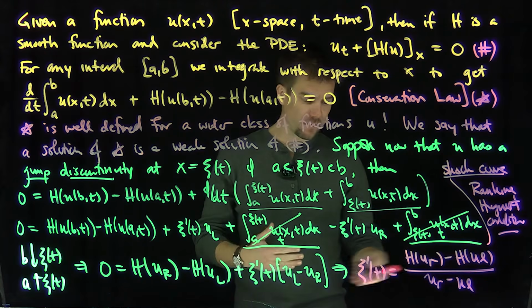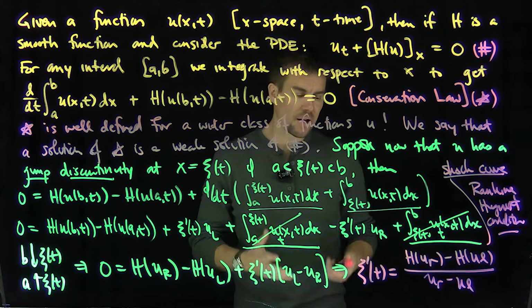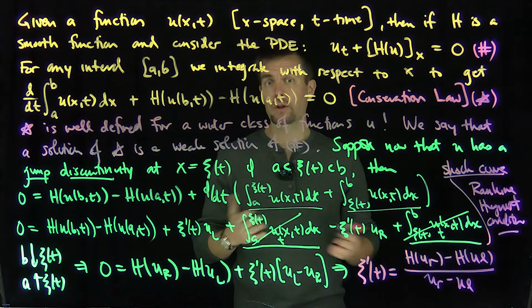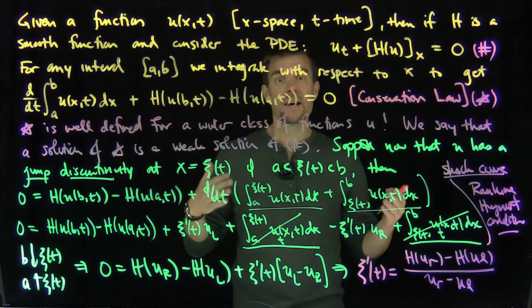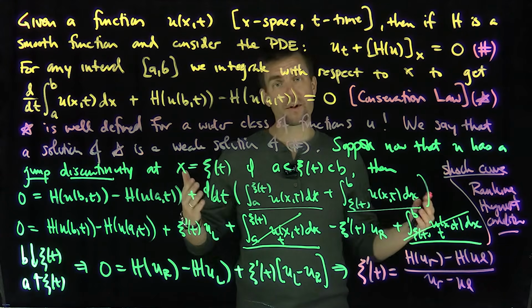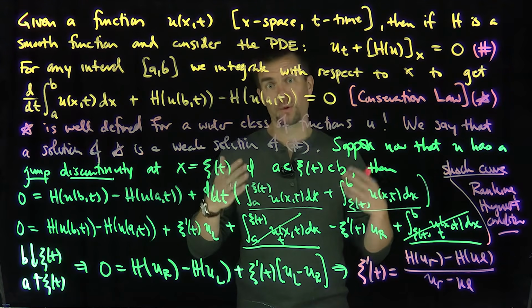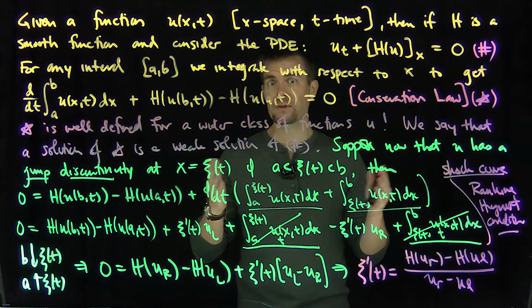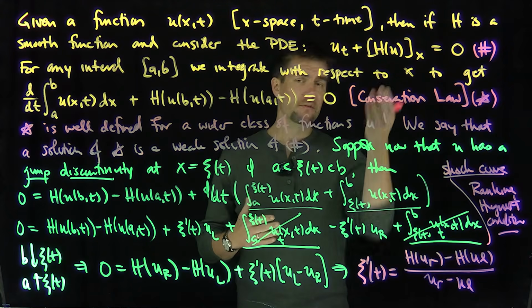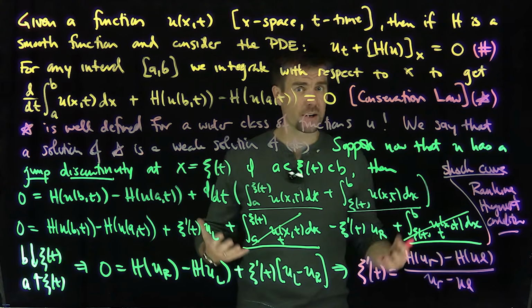So this formula, the Rankine-Hugoniot condition, will help me determine shock dynamics, and then we can consider more complex systems where we have multiple shocks, or situations where there aren't shocks, where we have rarefaction waves. We can have all sorts of different situations for these scalar conservation laws, which we'll continue to discuss in further videos.